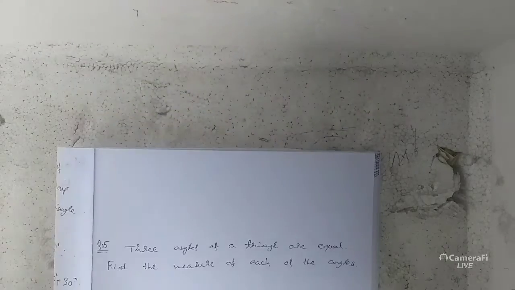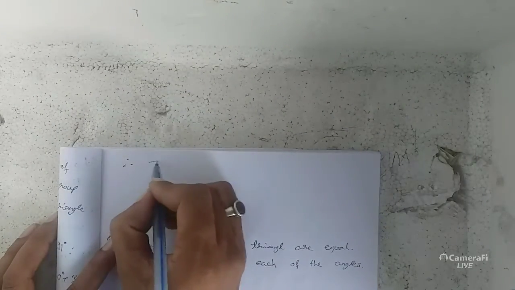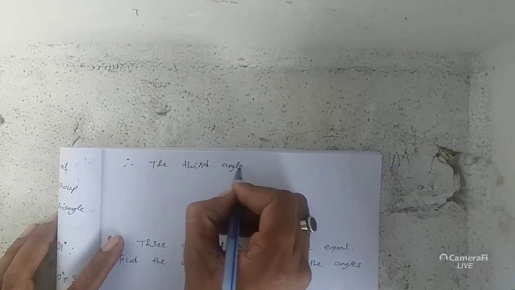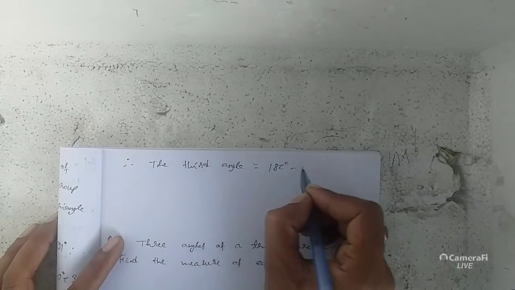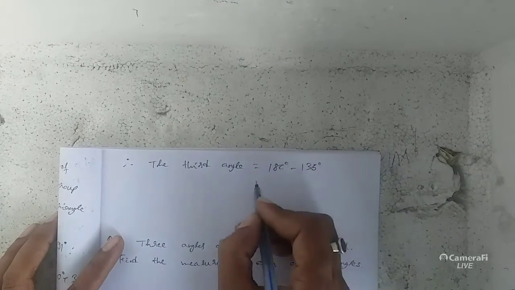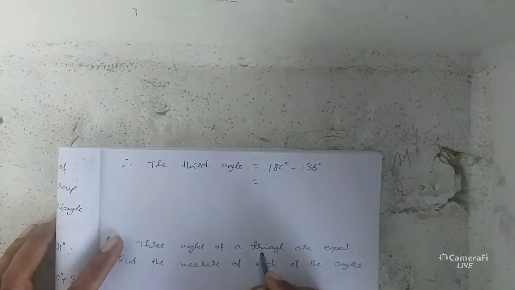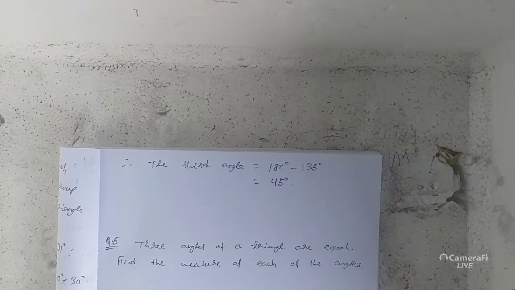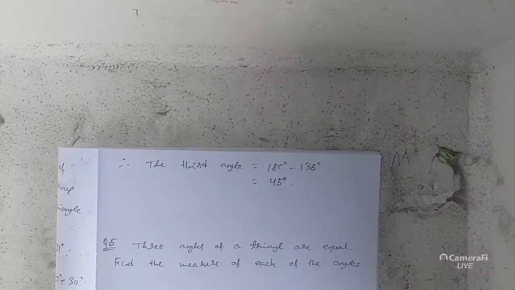So we will write, therefore the third angle is 180 degree minus 135 degree. 180 minus 135, this is 45 degree. So 45 degree is the third angle. Question number 5.